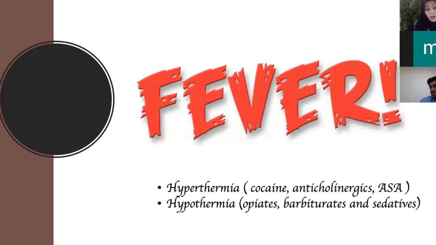If we think a little bit about why, for example, cocaine or the sympathomimetics will have fever, those patients will have an increase in their basal metabolic rate. When you simply burn more glucose, you have more energy, and with that you produce more heat. Now, why the anticholinergic and why the aspirin? Why does aspirin also cause high fever? We're going to talk about it in the next slides.